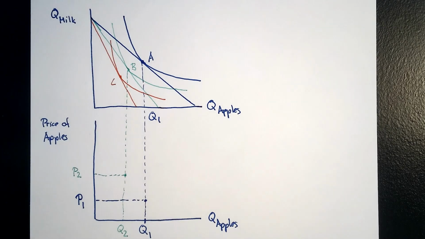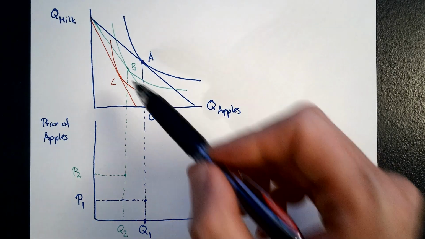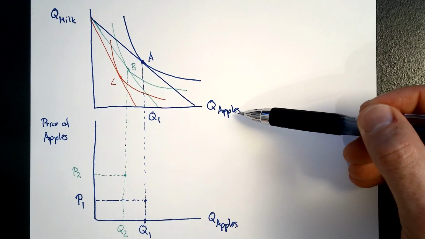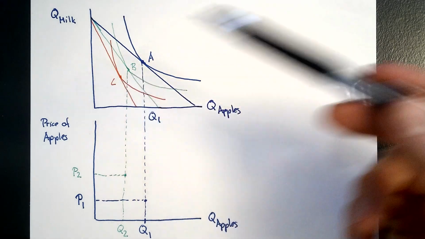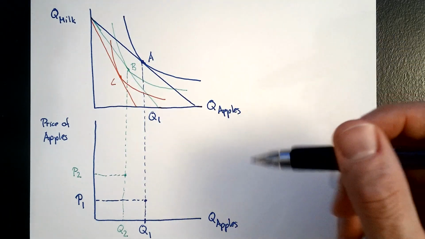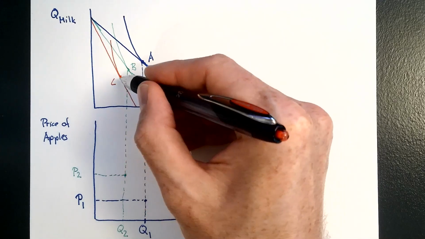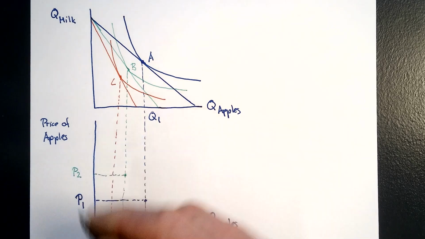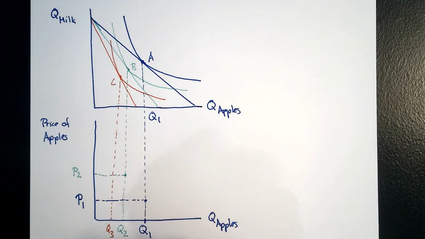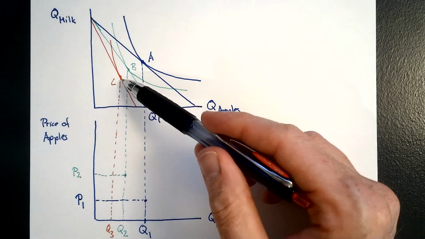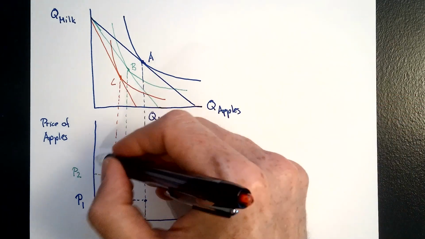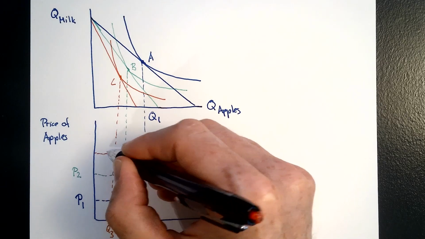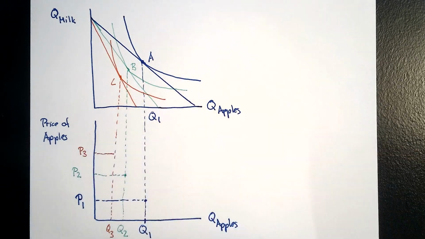Now again, point C is associated with a lower level of utility than B, and this is because the price of apples increased, and hence the consumer cannot afford as many apples as before. At point C, let's assume that the consumer is consuming quantity Q3 of apples. And since that was forced because of a higher price, we now have P3, a higher price of apples.